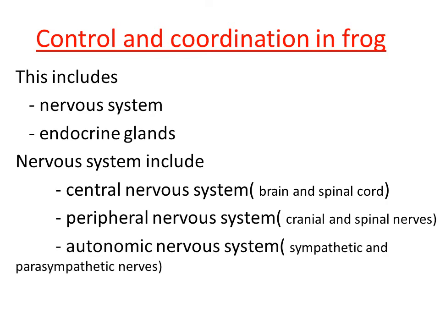The last and third one is the autonomic nervous system. The autonomic nervous system includes sympathetic and parasympathetic nerves. So these are the three different types of nervous system. One is the central nervous system, which includes brain and spinal cord, and another one is the peripheral nervous system, which includes cranial and spinal nerves. Then the third one is the autonomic nervous system, which includes sympathetic and parasympathetic nerves, right?